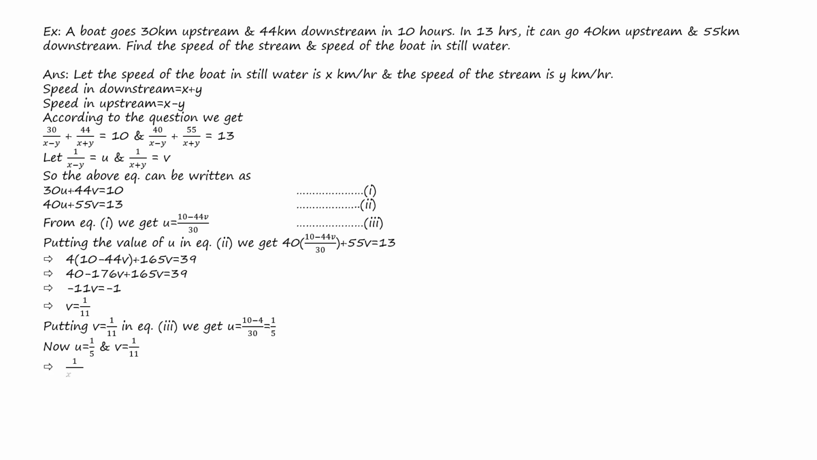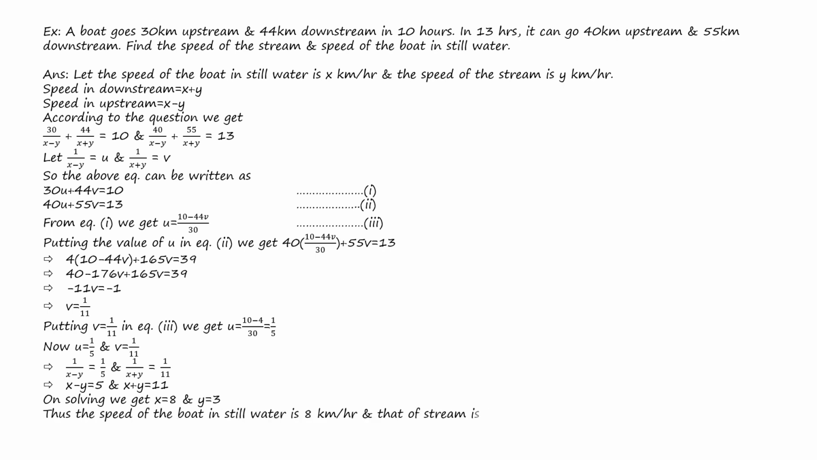Now u equals 1 by 5 and v equals 1 by 11. That means 1 by x minus y equals 1 by 5 and 1 by x plus y equals 1 by 11, or x minus y equals 5 and x plus y equals 11. By taking the reciprocal we got this value. So on solving these two equations we get x equals 8 and y equals 3. Thus the speed of the boat in still water is 8 km per hour and that of the stream is 3 km per hour. This is the answer.